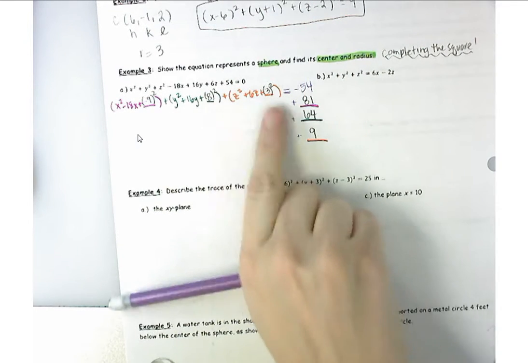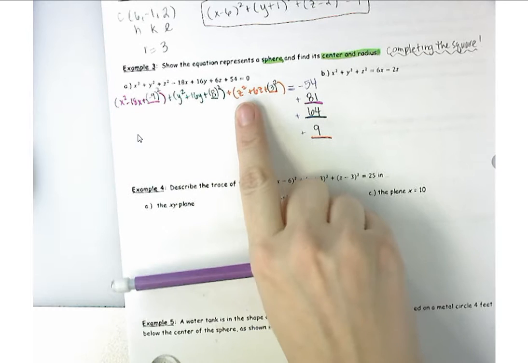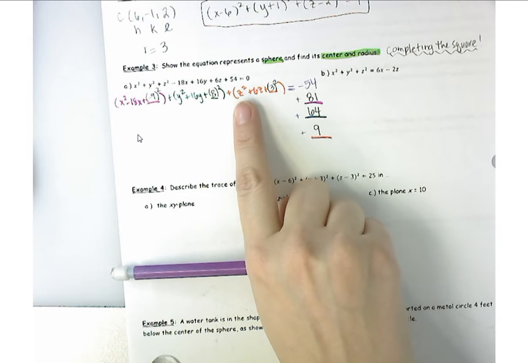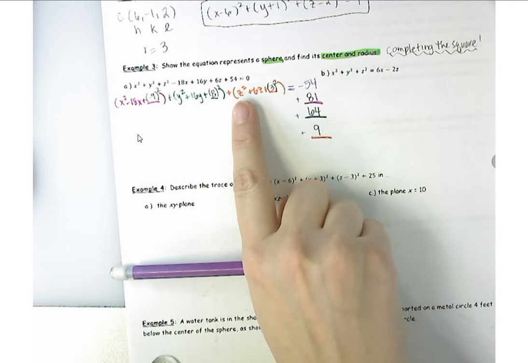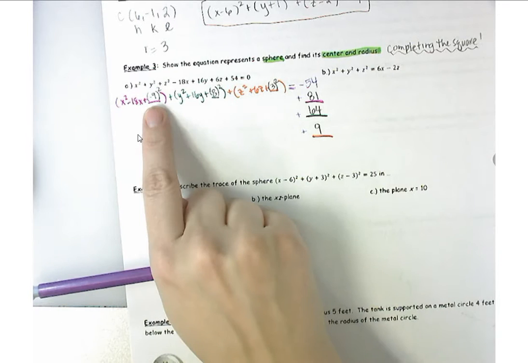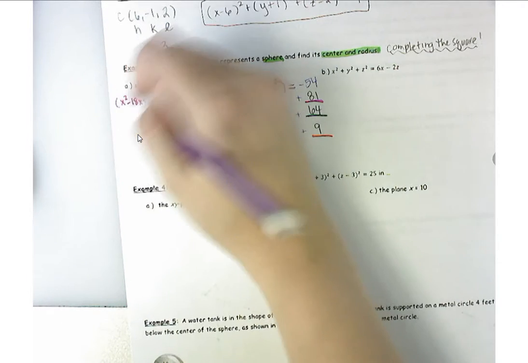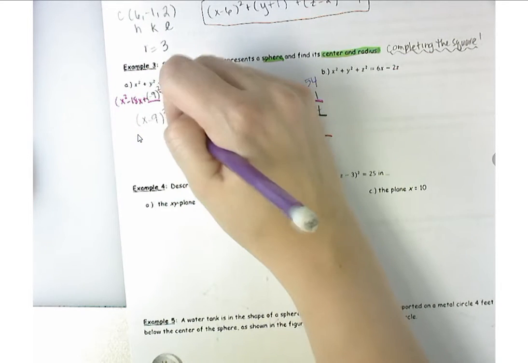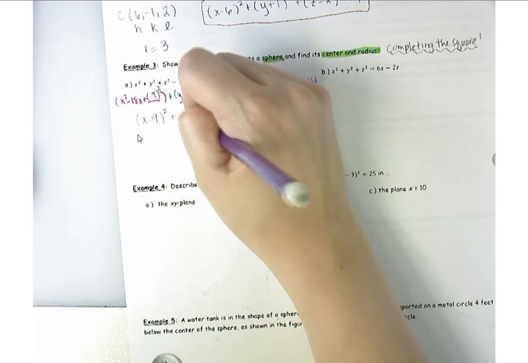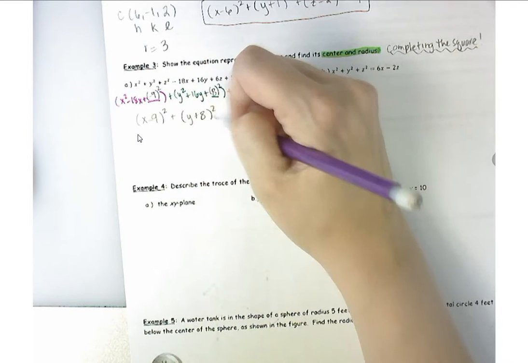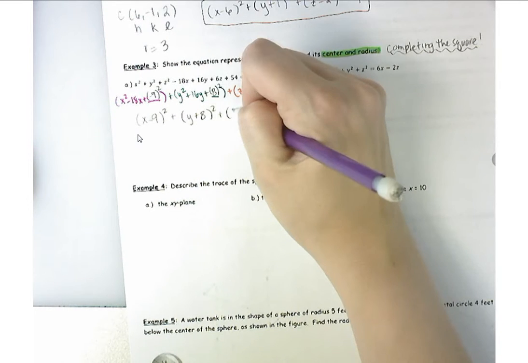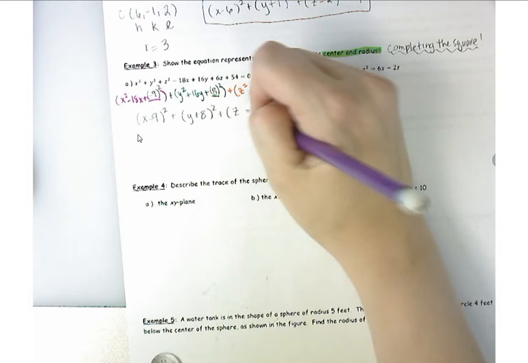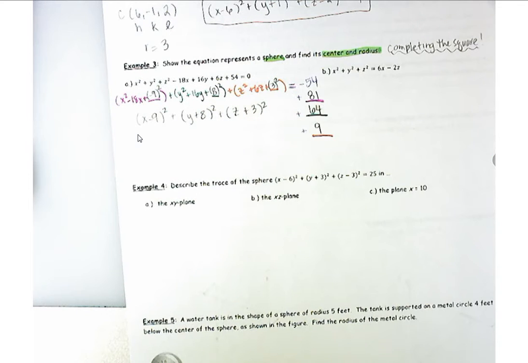Do you guys remember why I like to write it like this instead of writing the numbers squared? Yeah, because when you factor it, this is going to be the number that you have in your factor. So this is going to be x minus 9 squared plus y plus 8 squared plus z plus 3 squared. And then we're going to add all of those together.